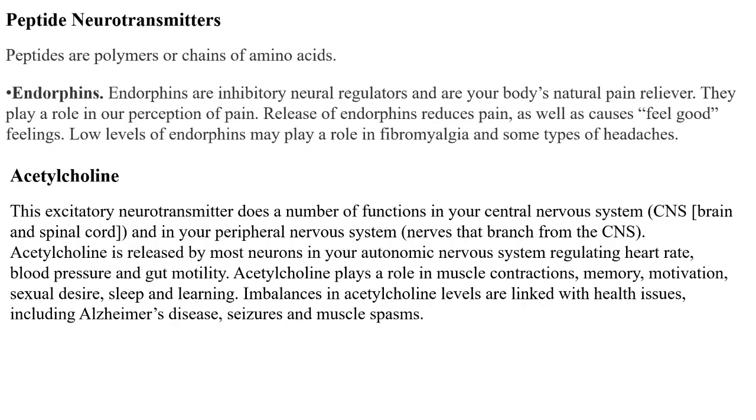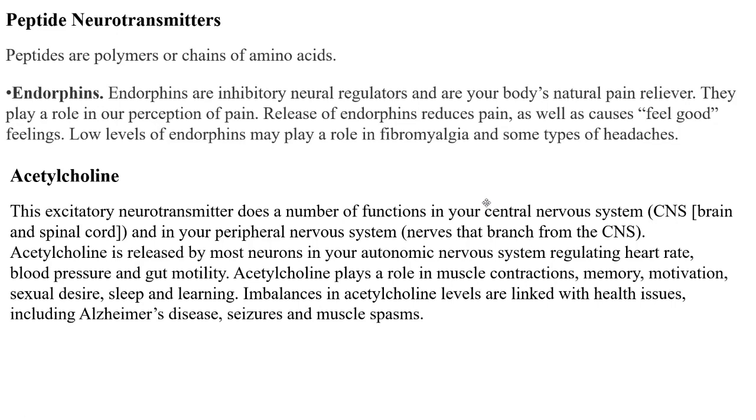Then peptide neurotransmitters, these are polymers or chains of amino acids. Okay. So endorphin is the example. Endorphins are inhibitory neural regulators and are your body's natural pain reliever. They play a role in our perception of pain. Release of endorphins reduces pain as well as causes feel-good feelings. Low levels of endorphins may play a role in fibromyalgia and some types of headaches.